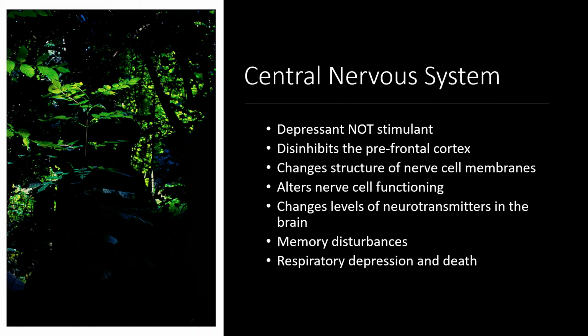Alcohol has a number of effects on the central nervous system. People used to think that alcohol was a stimulant. It's not. It's a depressant. It disinhibits the prefrontal cortex, the part of the brain that sometimes inhibits us from doing things we shouldn't do. Alcohol changes the structure of nerve cell membranes and alters nerve cell functioning. It also changes the levels of neurotransmitters in the brain. Alcohol can result in significant memory disturbances, and at high enough levels, it can depress respiration and result in death.